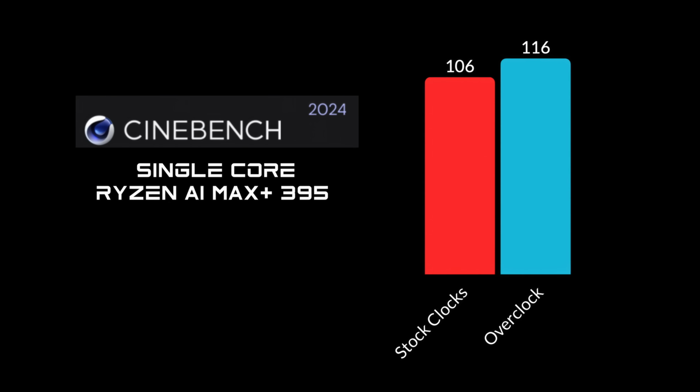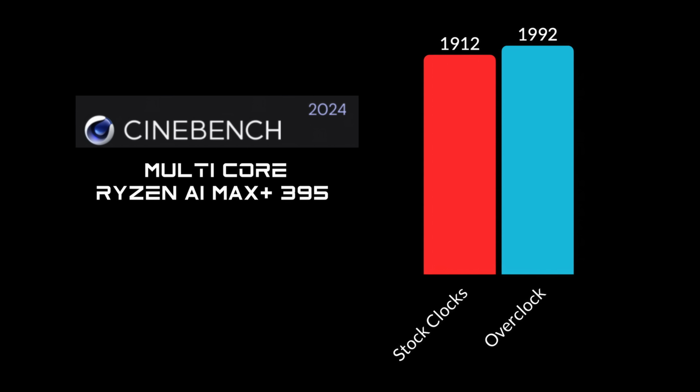Next one I ran was Cinebench R24, and I didn't see a huge jump here. I mean, we did gain with the overclock. Single core coming in at 106 with the stock clocks, 116 with the overclock. And as for multi-core, stock clocks give us a 1,912, overclock 1,992. I was actually expecting to see a little more here in single and multi.